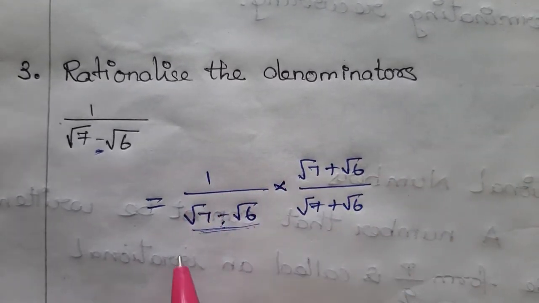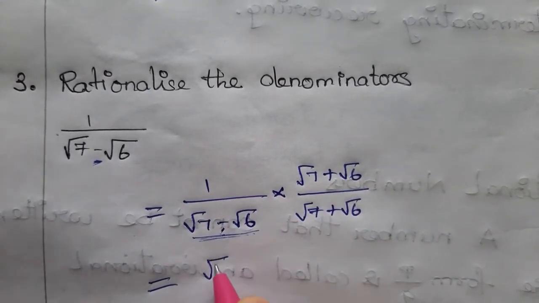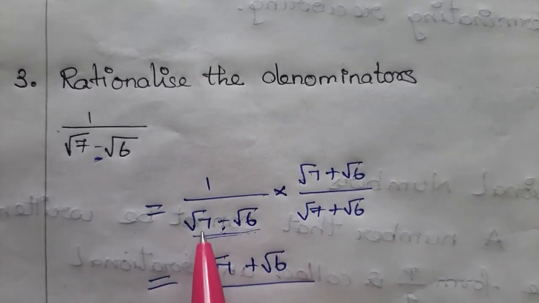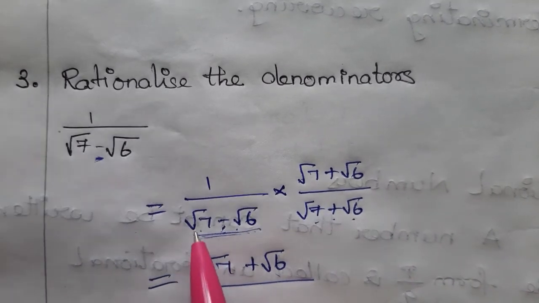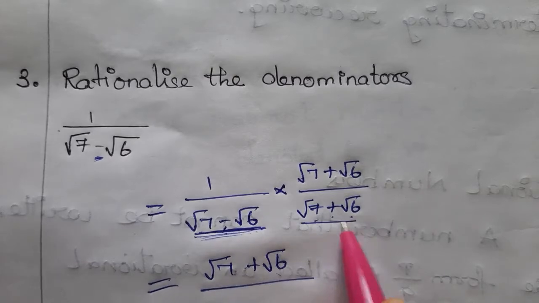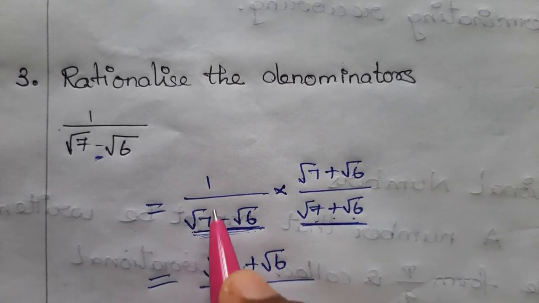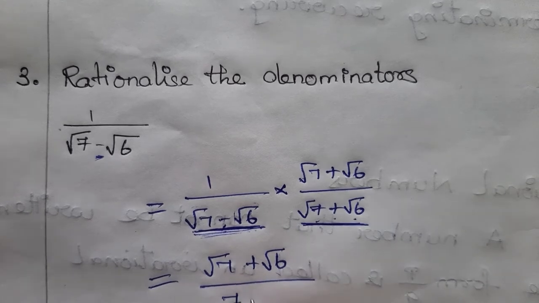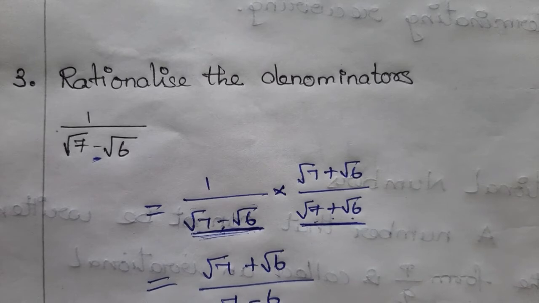Now you see, if you multiply the numerator, what happens? 1 times it will come the same, square root of 7 plus square root of 6, divided by the denominator. You see, it is like a minus b into a plus b, right? So what is the answer? Here a is square root of 7, b is square root of 6, the a square. So square root of 7 the whole square will become 7, minus square root of 6 the whole square, it will become 6, right?